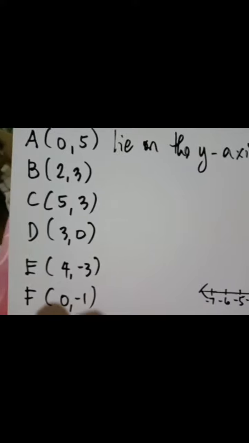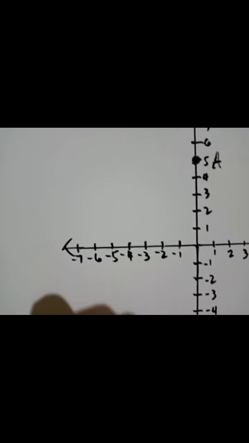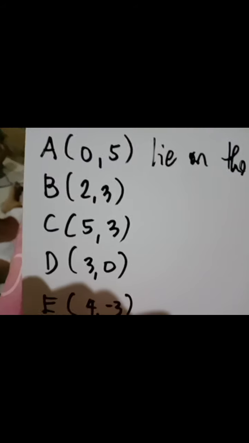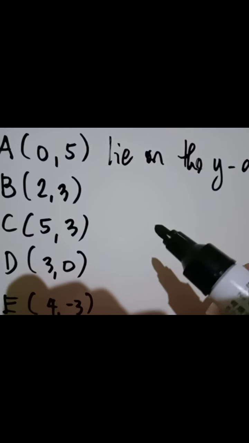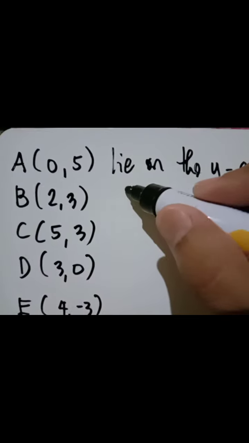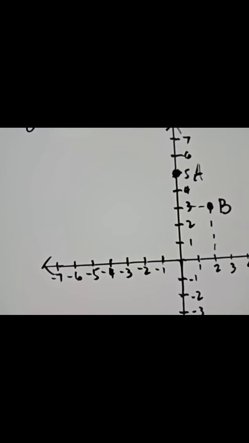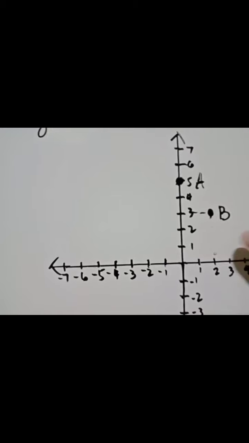So, we have B. B is 2 and 3. Okay, so where is it located? What do you think 2, 3 is located? It's positive and positive. So, it is located on the, very good, on the first quadrant. Okay, so let's check. 2 and 3. So, you have 2 and then the 3. So, 3, that is the intersection. So, you have 2 and 3. Okay, let's remove the. Okay.